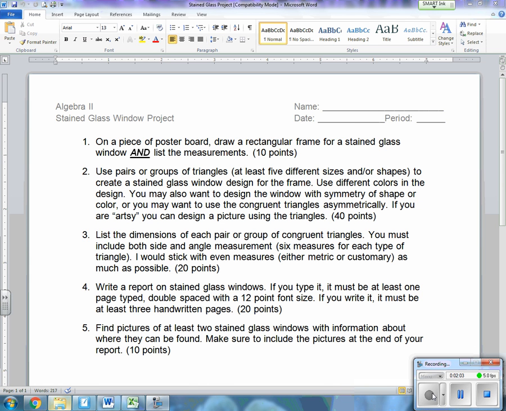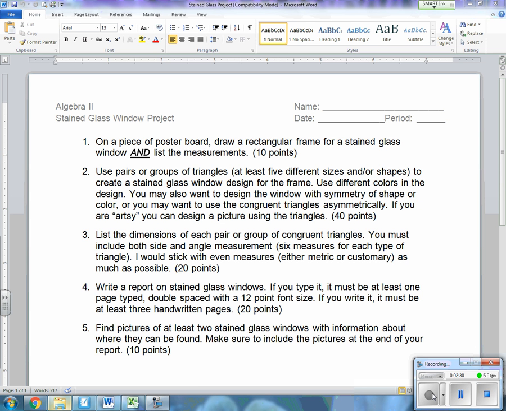You have to use triangles only. So no circles, no rectangles. Now you could make a rectangle putting two triangles together, but no rectangles by themselves. So you've got to maybe get a little creative if you have a neat picture you're wanting to design, but you can only use triangles, okay?